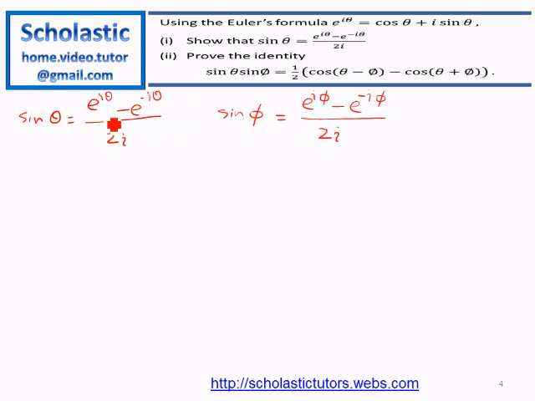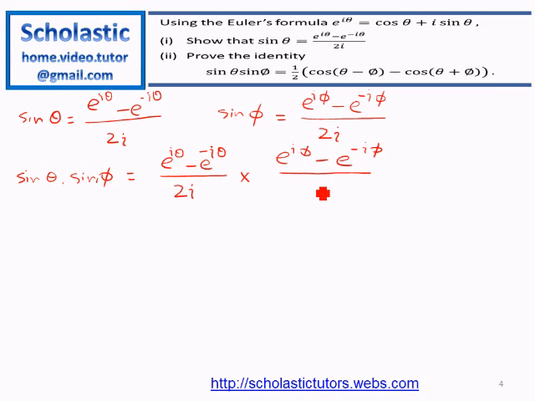Now we have two terms, sine theta and sine phi, so we multiply these two. Sine theta times sine phi equals e to the i theta minus e to the minus i theta divided by 2i, times e to the i phi minus e to the minus i phi divided by 2i.